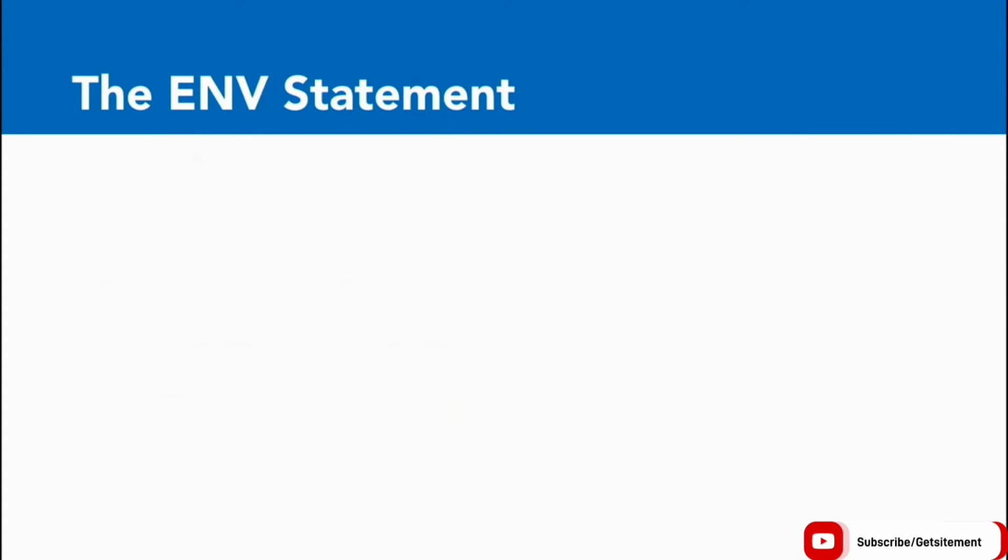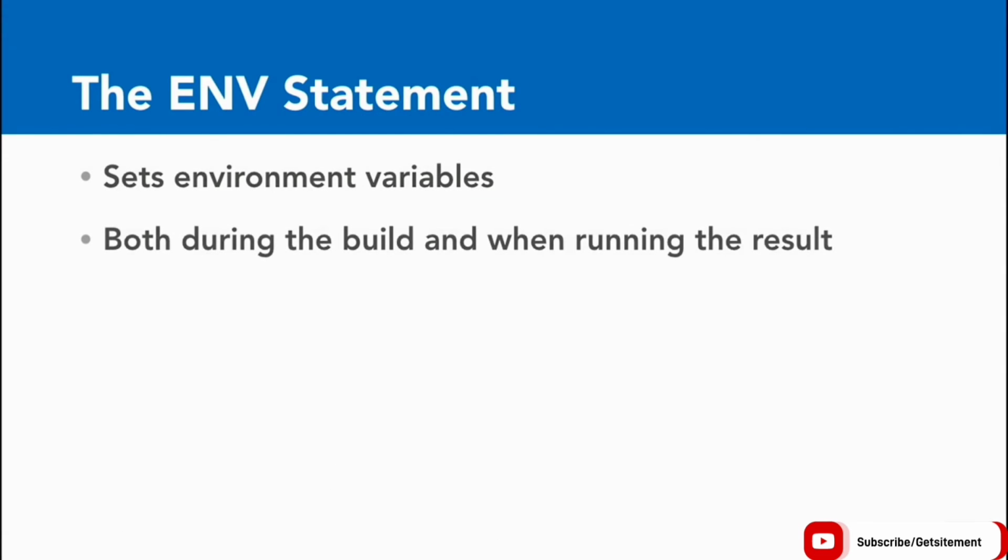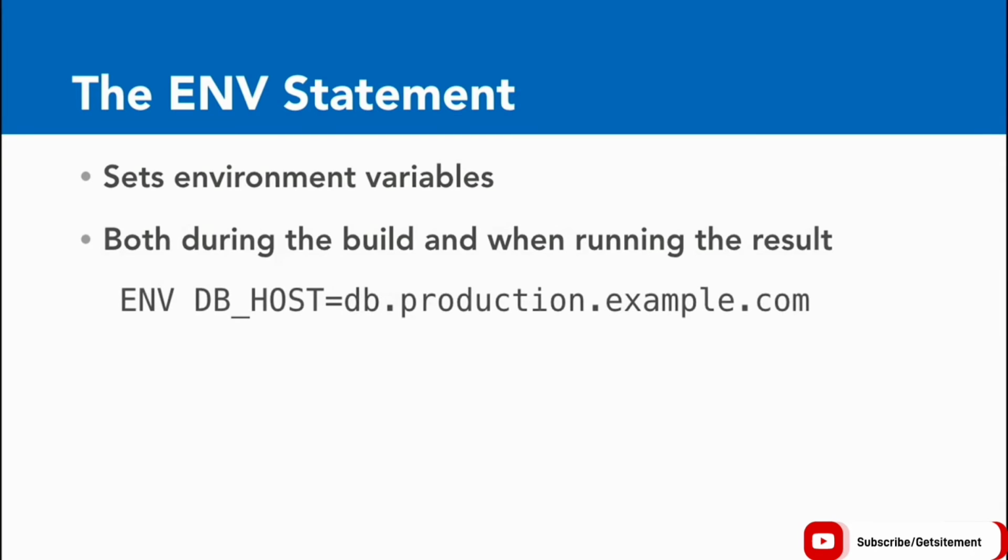The environment statement sets variables both for the duration of the Dockerfile, so while your image is building, and those environment variables will still be set in the resulting image. You say env db-host db.production.example.com. A db port is 5432.